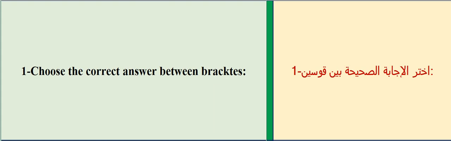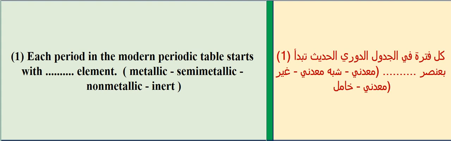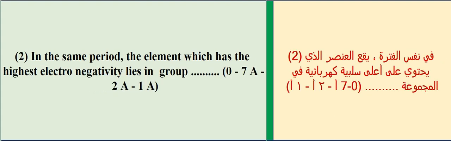1. Choose the correct answer between brackets. 1. Each period in the modern periodic table starts with a element: metallic, semi-metallic, non-metallic, inert. 2. In the same period, the element which has the highest electronegativity lies in group 0, 7A, 2A, 1A.